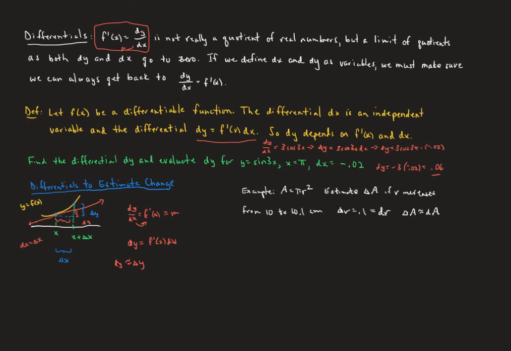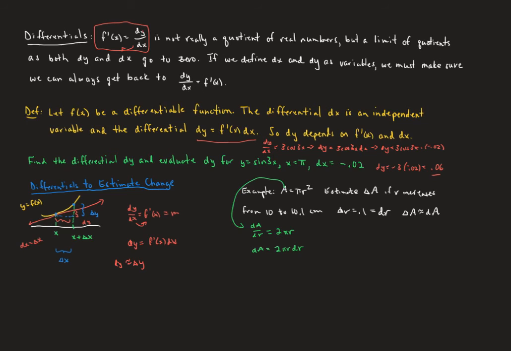So with our function here, we're going to take its derivative. So just doing calculus, the derivative of A with respect to r is going to be 2 pi r. We're going to multiply our differential dr to the other side, so it becomes the differential dA is equal to 2 pi r times the differential dr.